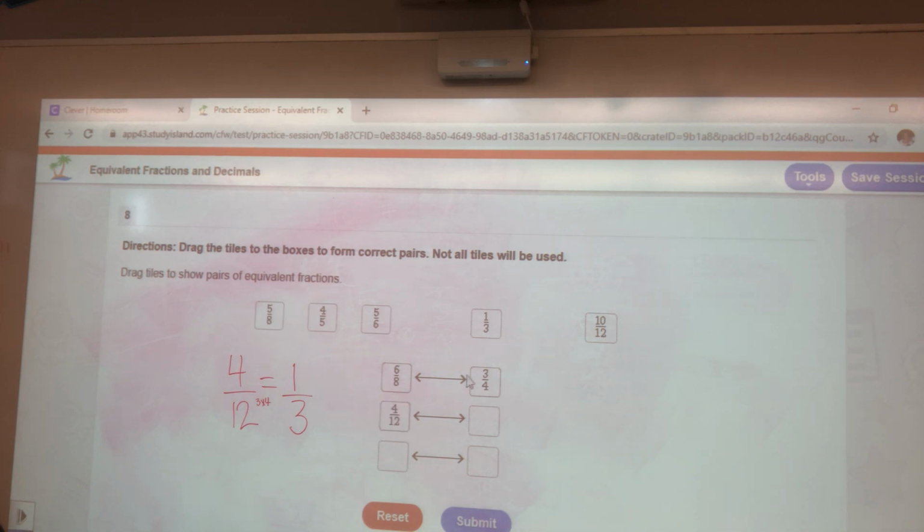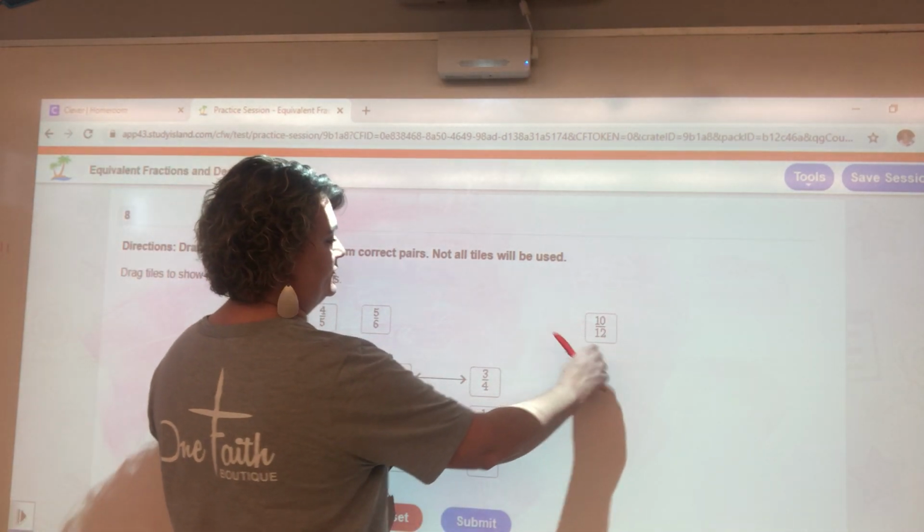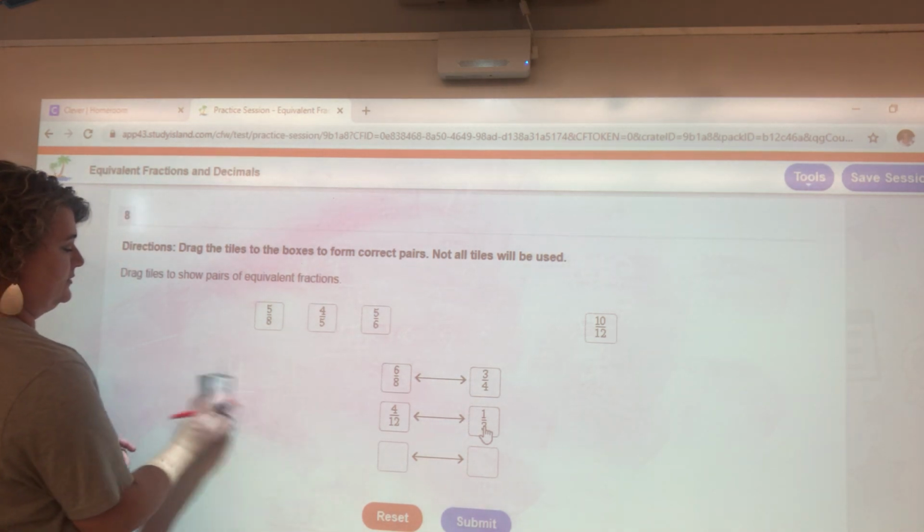4/12 is the exact same thing as 1/3. And my last one is going to be right here, because both of those are even: 10/12.